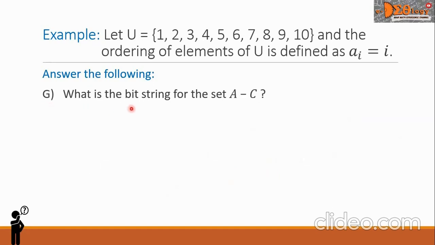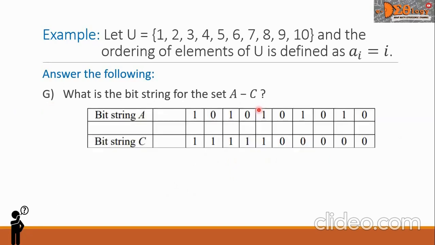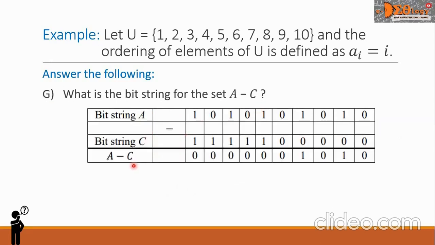Letter G. What is the bit string for the set A minus C? The bit strings A and C are here. For the difference, remember that A minus C will only be 1 if A is 1 and C is 0. So we have 1 minus 1 is 0. 0 minus 1 is 0. 1 minus 1 is 0. 0 minus 1 is 0. 1 minus 1 is 0. 0 minus 0 is 0.